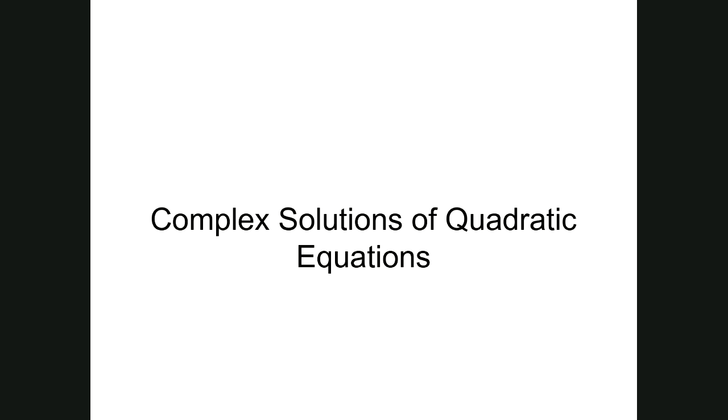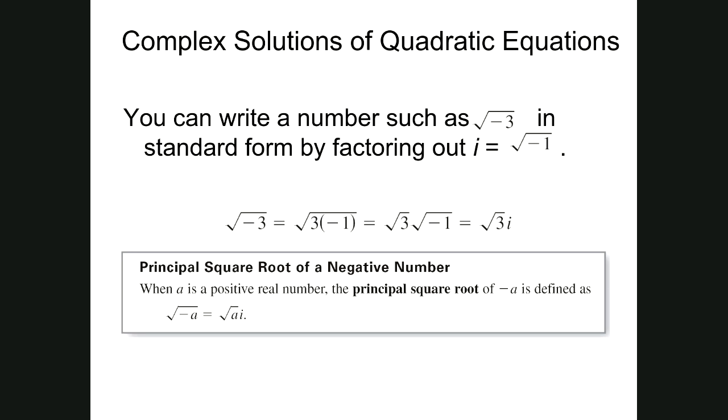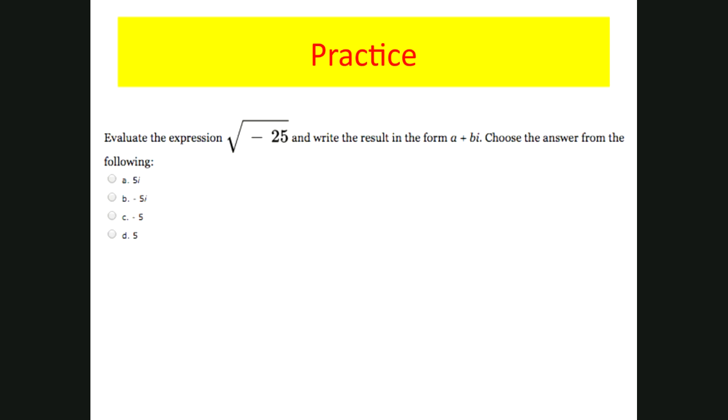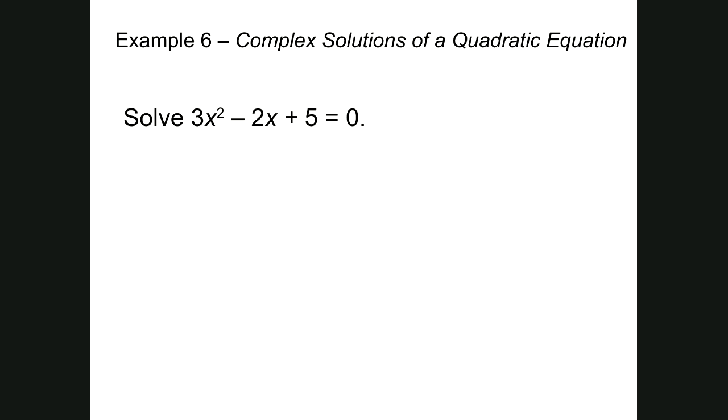Complex solutions of quadratic equations. When you solve a quadratic, it could end up being an imaginary number. So we just solve like normal. We don't do anything different. If you are given a radical, for example, it says evaluate the expression, anytime you have a square root with a negative inside, you just rewrite it without the negative and put an i in front. So the square root of negative 25 is 5i. Boom, done.